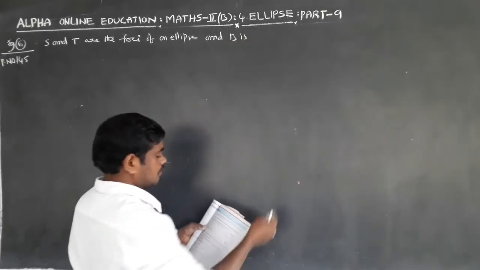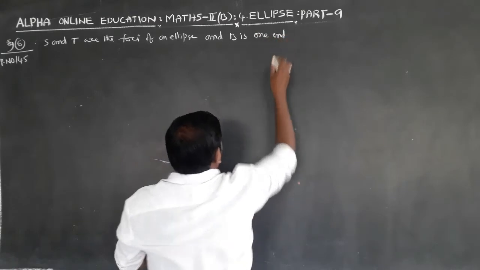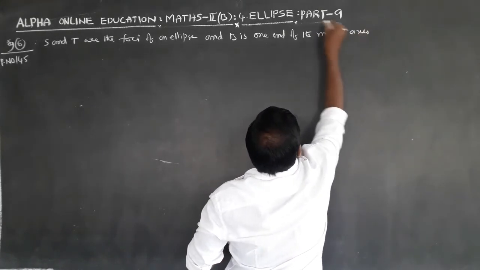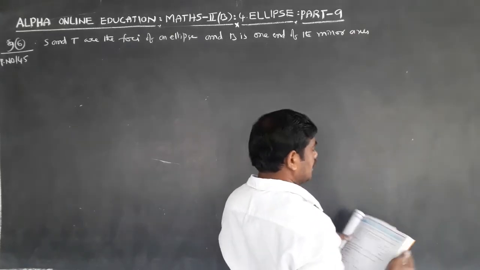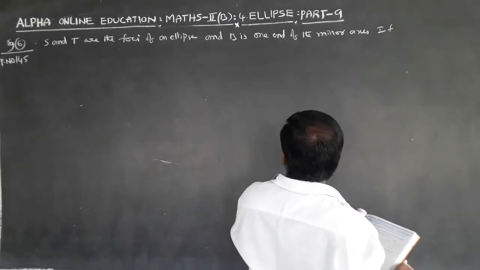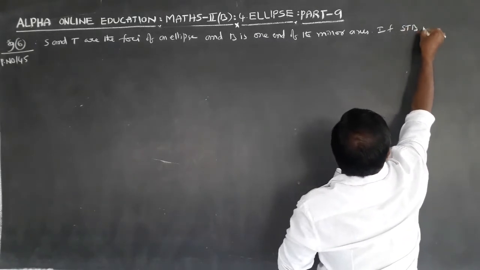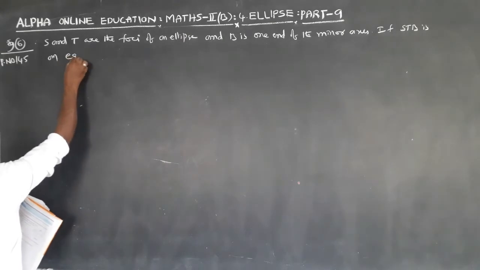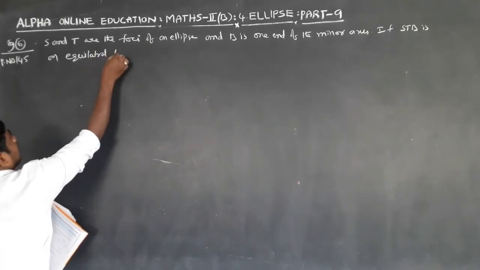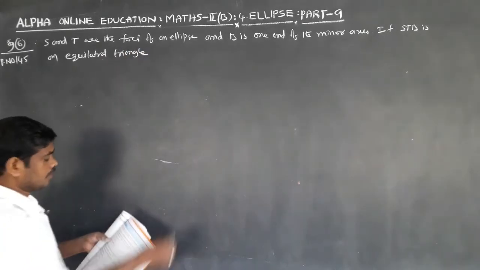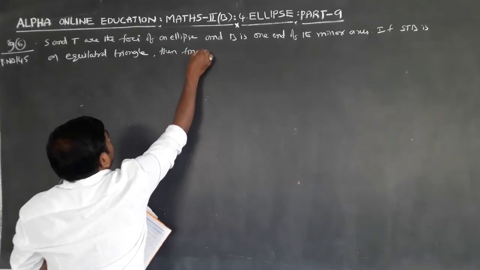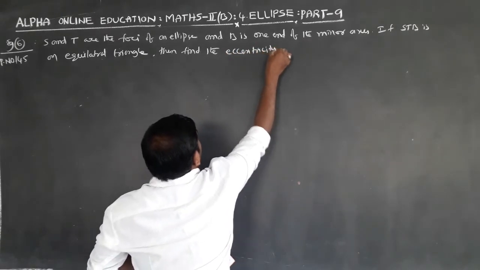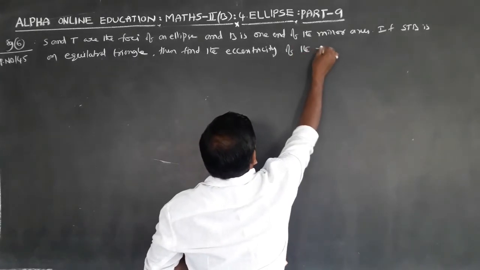And B is one end of the minor axis. If STB is an equilateral triangle, then find the eccentricity of the ellipse.